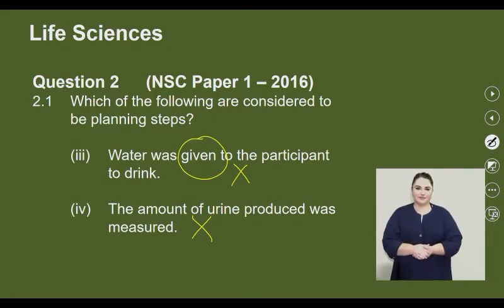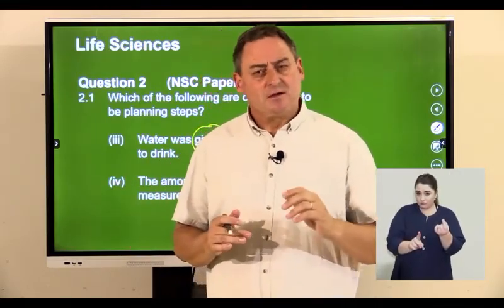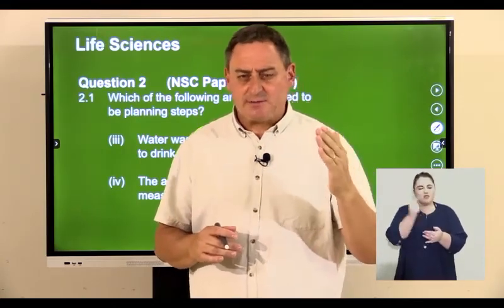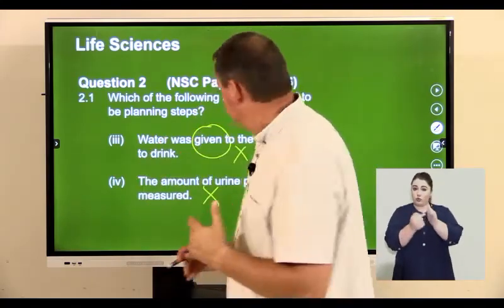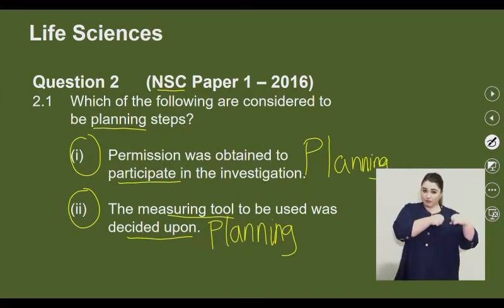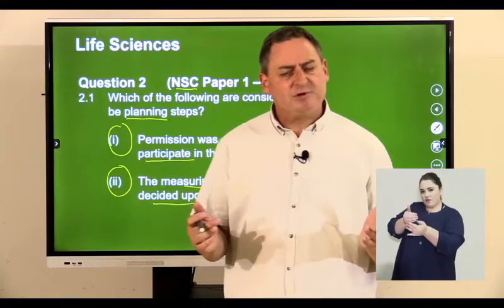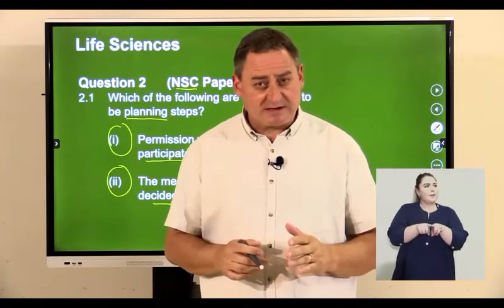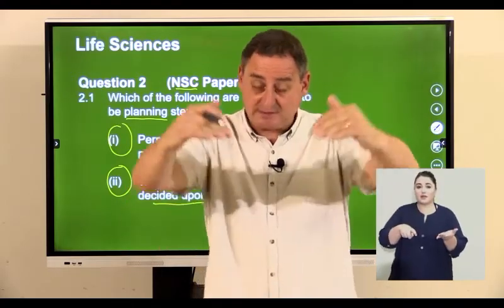So planning is you decide what to do, and then you have to take certain precautions. But before we think of the precautions, can you think of some other planning steps? Remember the planning steps we highlighted here? If we just look at the two that were highlighted here: permission was granted, and then the measuring tool was decided upon. Can you think of any other precautions? Things like keeping in mind that you want to make your investigation valid and reliable. In your planning steps, you want to ensure that already.